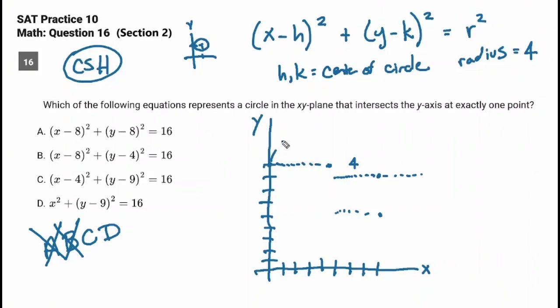How many times? Well, if you make your circle, it's obviously not going to look exactly like this, but it's going to go 4 over here. And hey, this circle is going to hit 1 time on this y-axis. So that's the answer. D doesn't even make sense. It's not even in the right form. If you draw this out, it's not that bad. Get it right and move on.